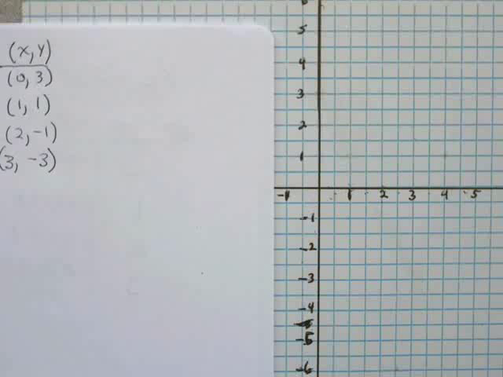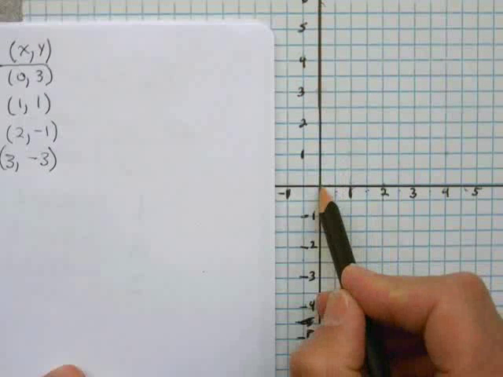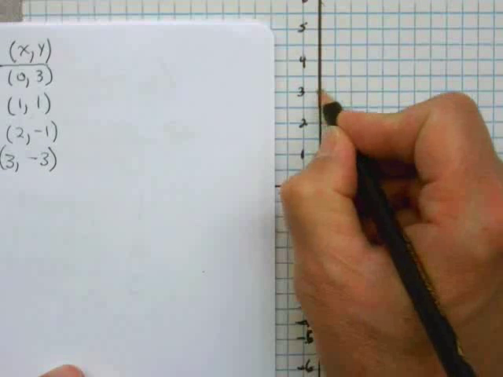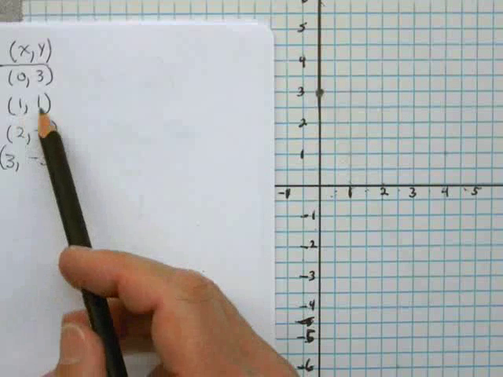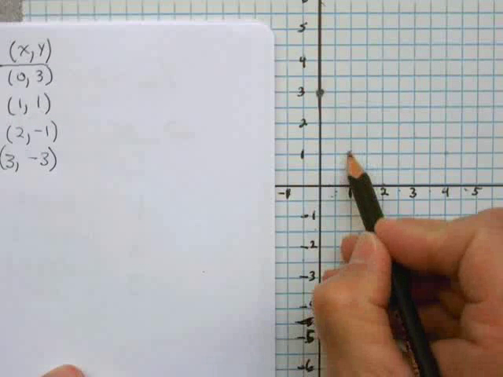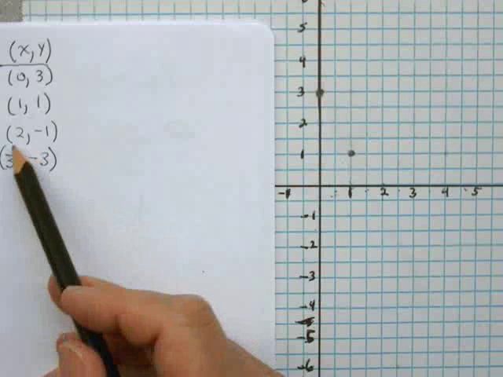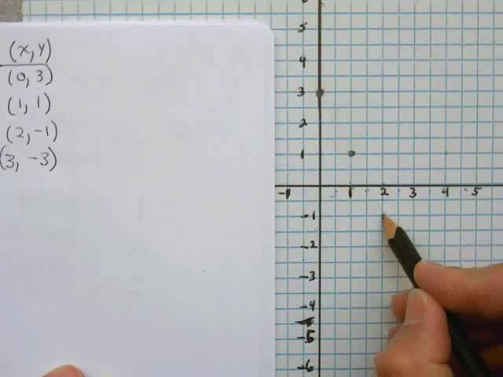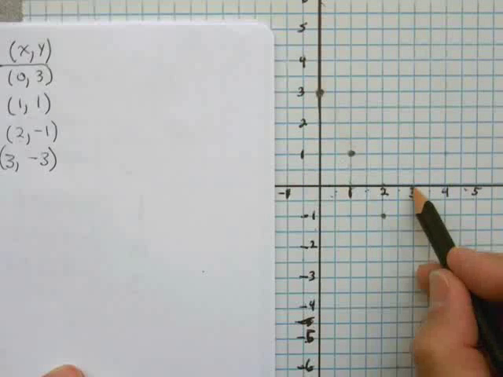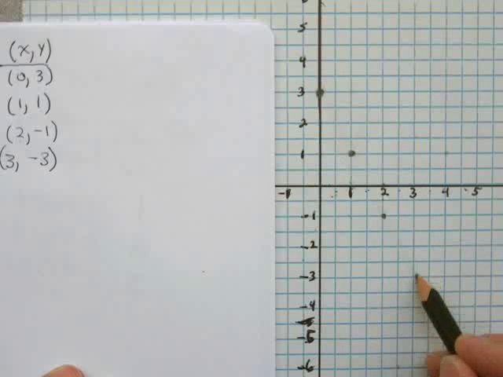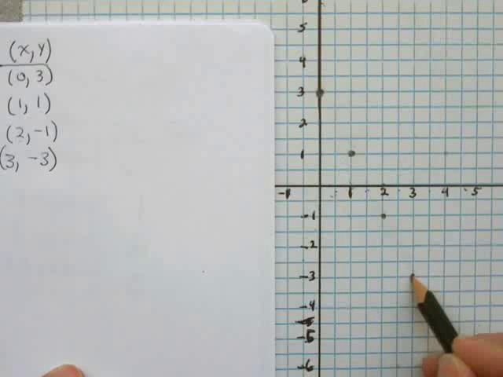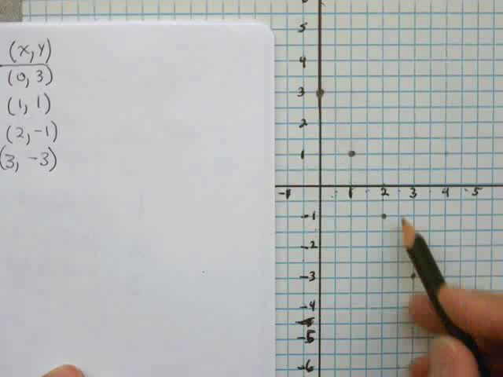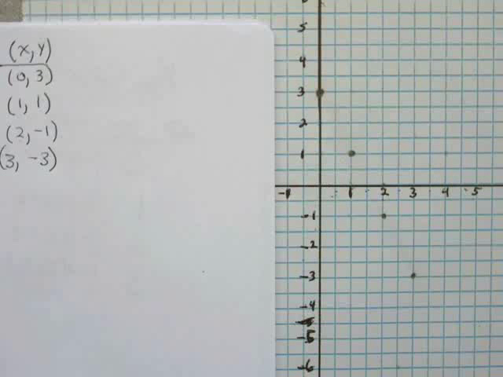All right, now I am going to plot these points. So here's my graph, and let's start with that first point. When x is 0, y is 3. And my second point was 1, 1. When x is 1, y is 1. That's my second point. When x is 2, y is negative 1. That's my third point. And when x is 3, y is negative 3. And that would be my last point. All right, so now I've got my 4 points plotted, and now I'm going to draw the line.